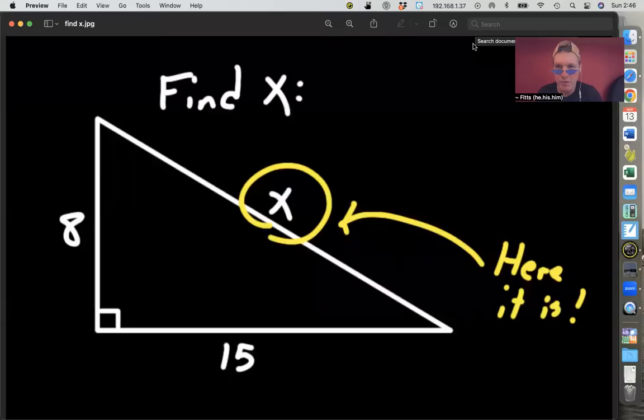Okay, let's play a name that tune, actually. I can't play for too long because I might get copyrighted. Can you name that tune? Good luck.